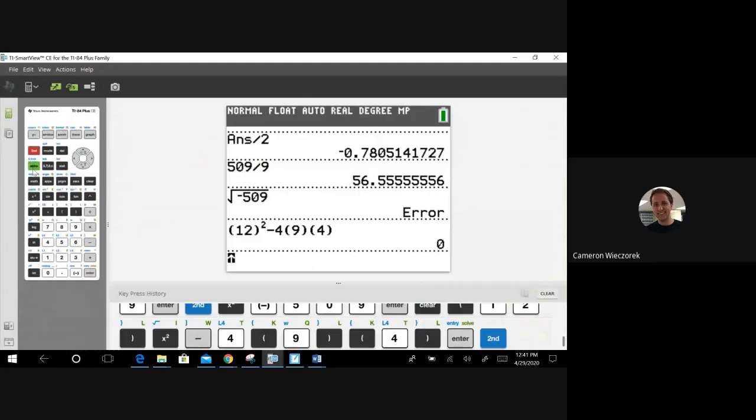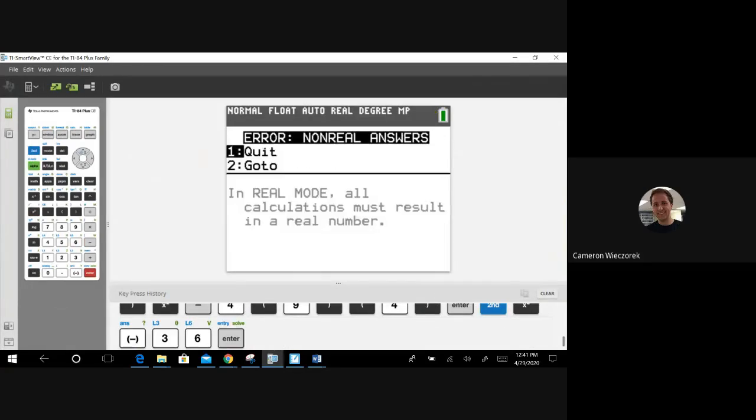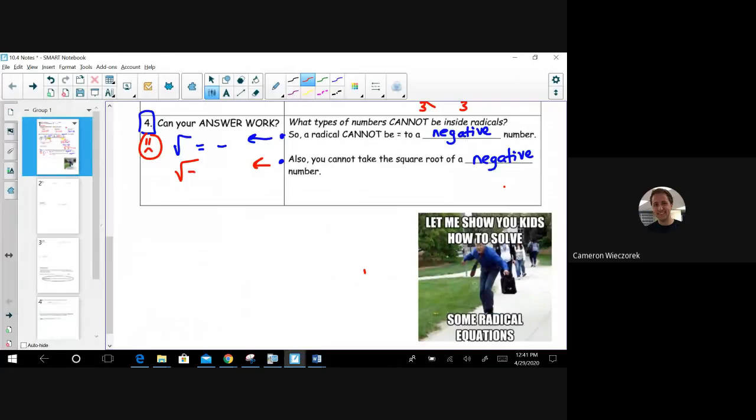Remember, if we do something like that, square root of negative 36, for example. Uh-oh, is my calculator broken? No, it's just trying to tell you that it's not a real answer. It's called an imaginary number. Yes, it's like a fake number, and you'll talk about those in algebra too. So for now, we just go with the easy route and say no solution.